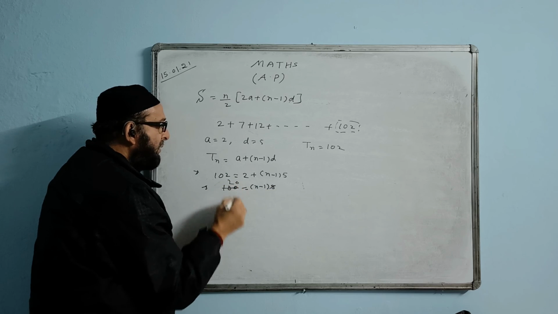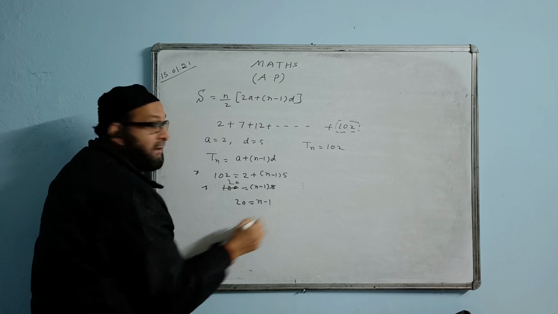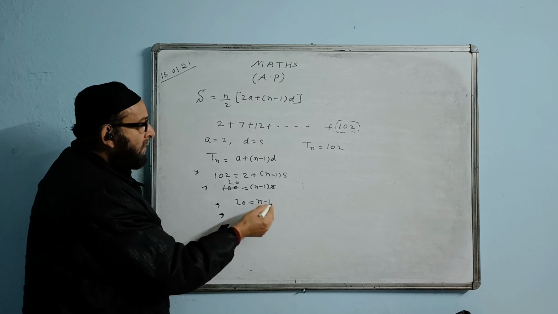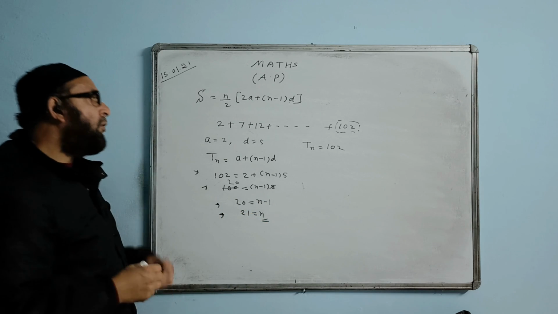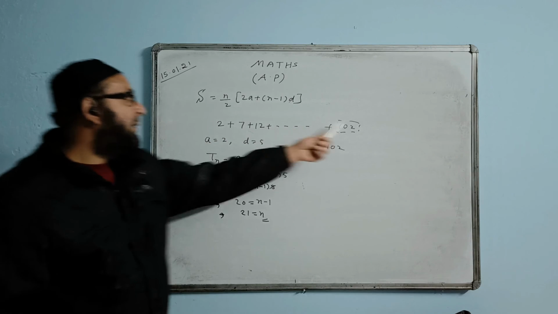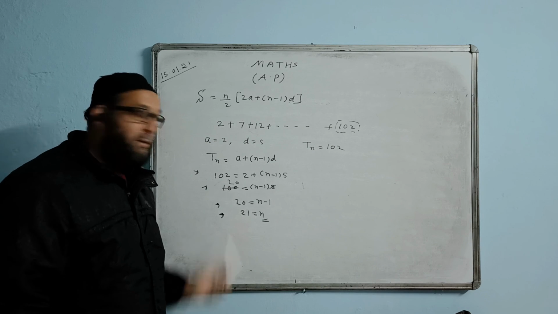5 and this cancel, 20. 20 is equal to n minus 1. Minus 1 will go to this side. 21 is the value of n. Total how many numbers are coming from here till the last number? There will be 21 such numbers.